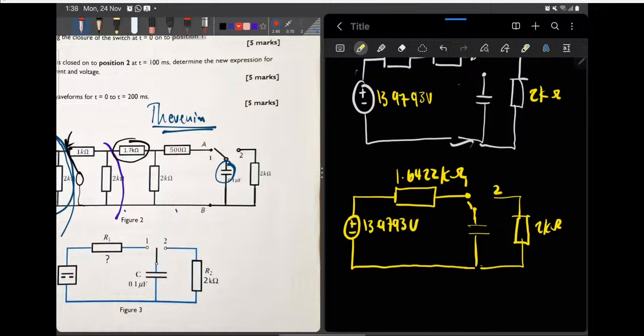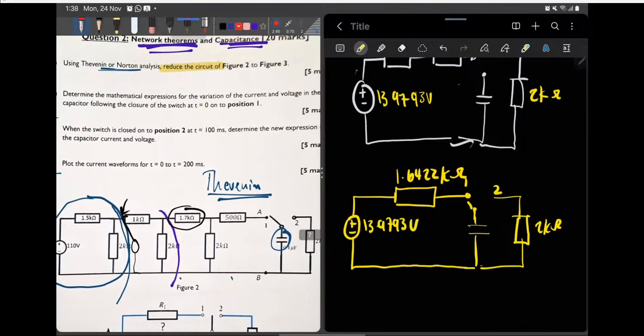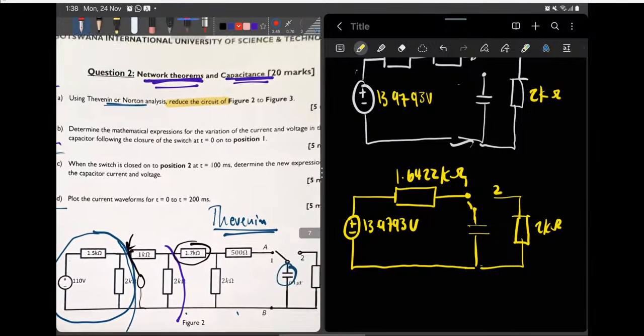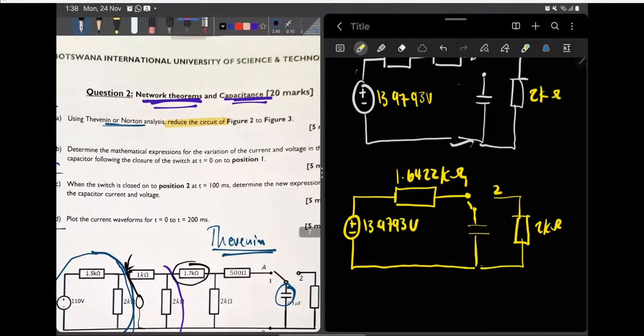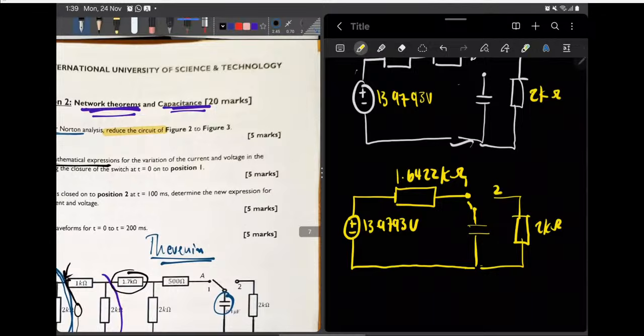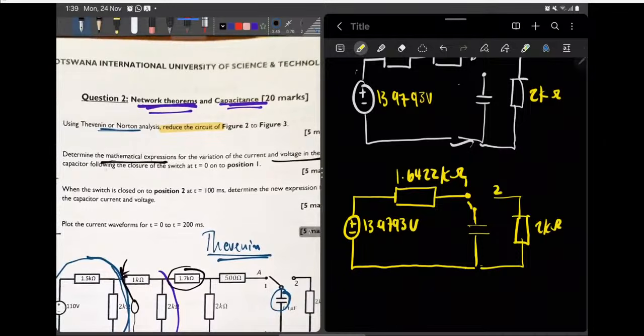We've done the reducing. Did it have anything to do with you knowing capacitors and stuff? No. Don't mix the questions. These are two different questions. Then here they'll now say, please determine the mathematical expressions. Now they want you to find the mathematical expressions for the variation of current and voltage in the capacitor following the closing at. So they are now saying it goes to position 1 and position 2 at this whatever.